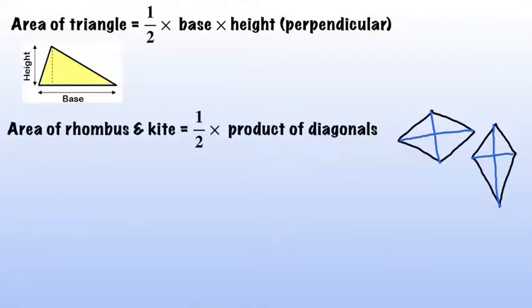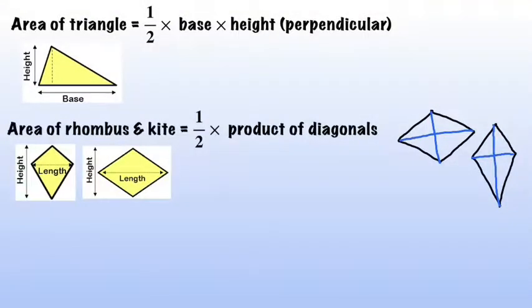In another way, we can also say that it's the length times its height divided by 2. The same thing, the length of the rhombus and kite will be this one and this one. Its height is also the same, must be perpendicular to the length. So this will be its height. So we take the length times its height, then divide by 2.